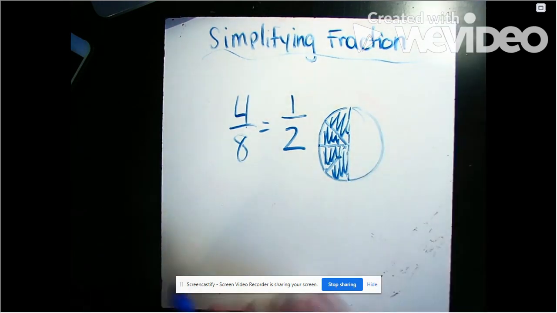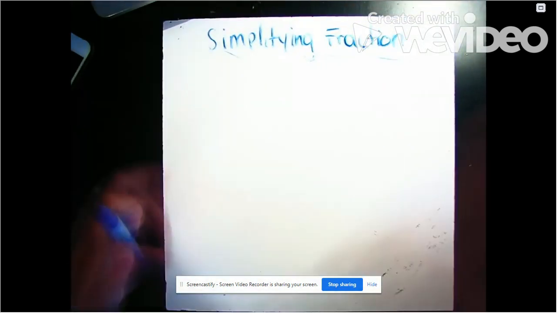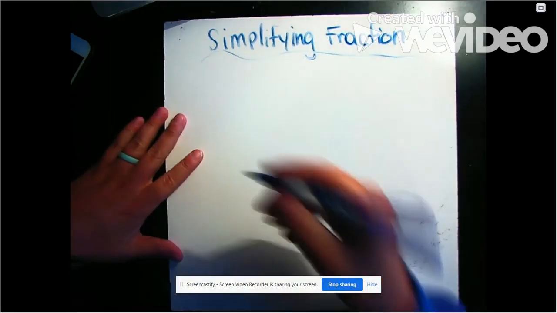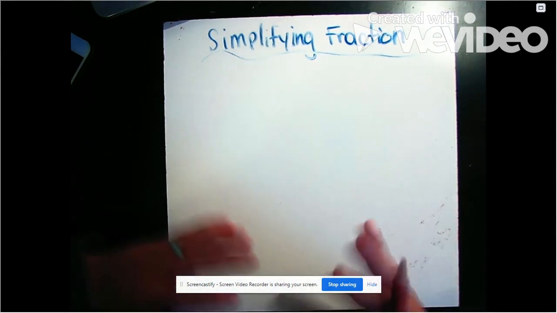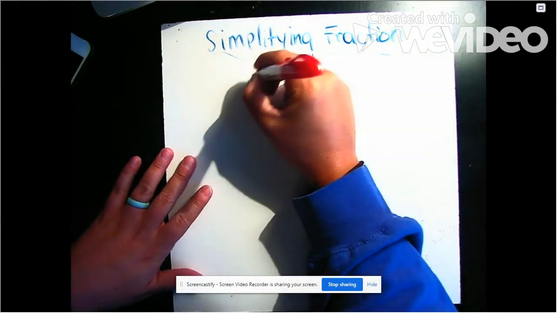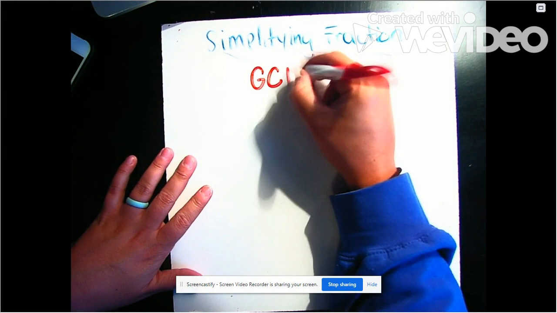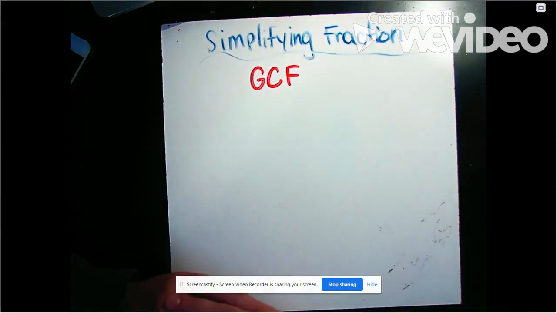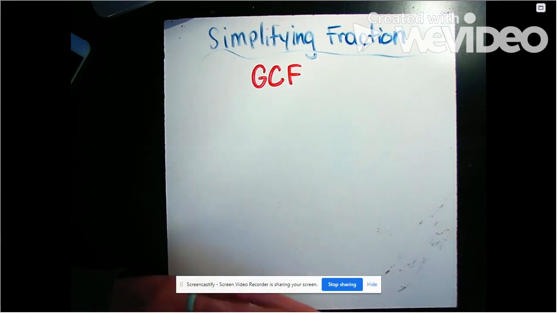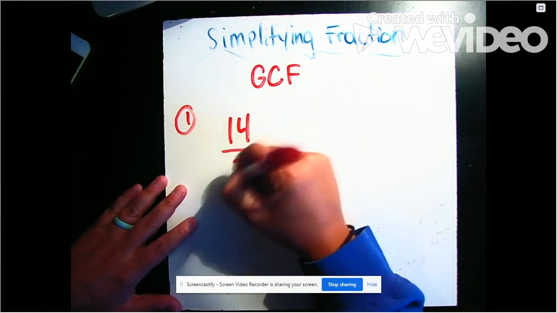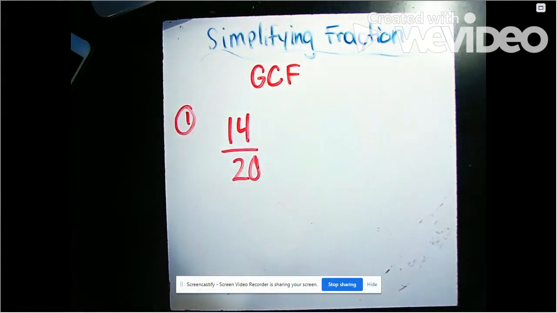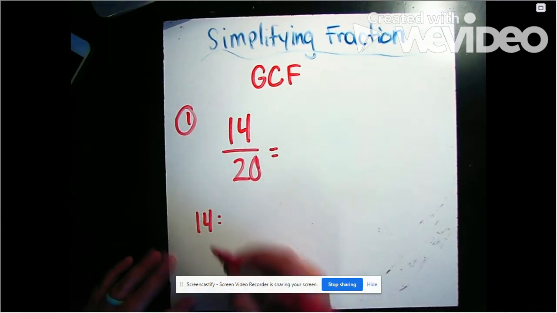Okay, so let's go over a couple of ways of how to simplify fractions. The first way is finding the simplest version by finding the greatest common factor. For example, number 1 on your work for the week, you have 14/20. If I want to simplify this down to get the smallest form, I first can find all the factors of 14.